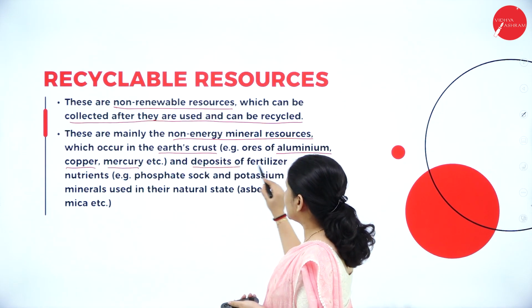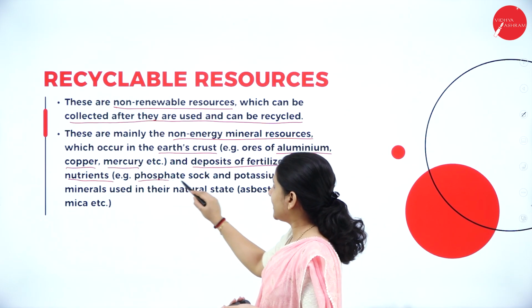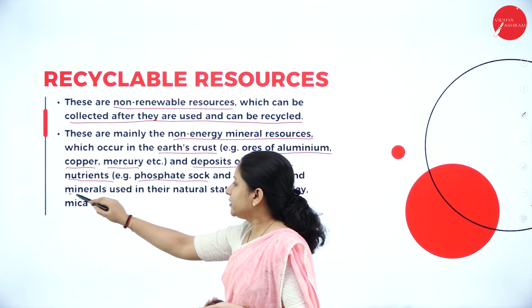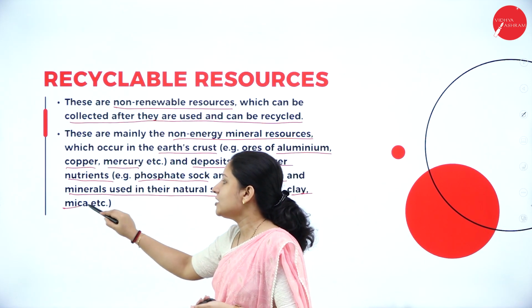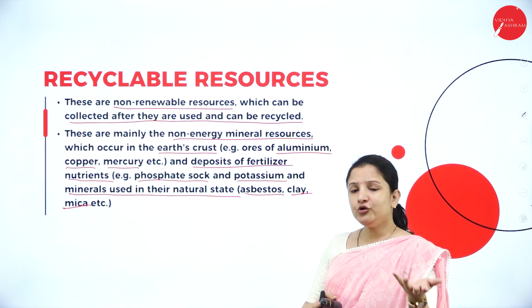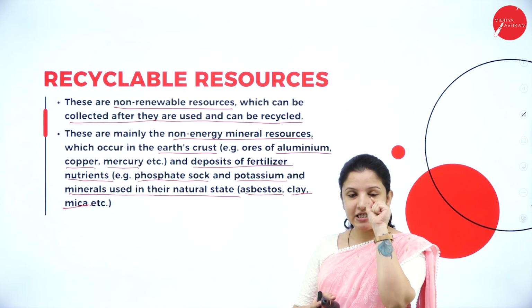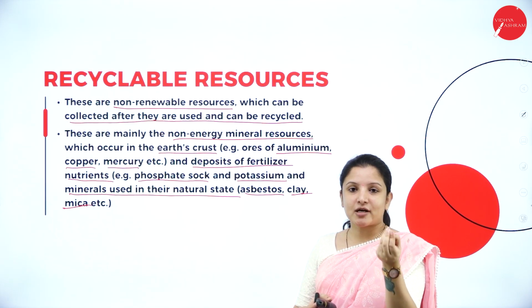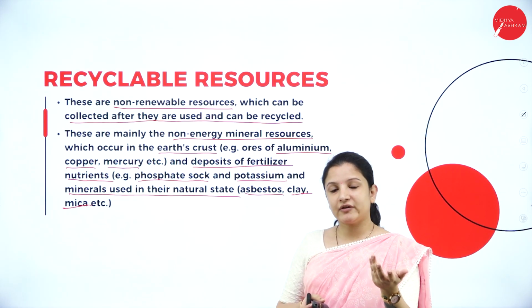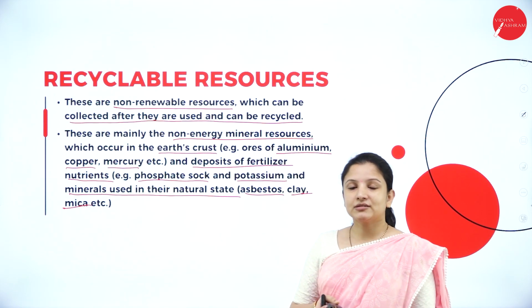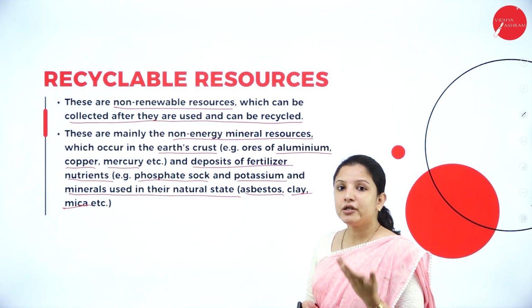And deposits of fertilizer nutrients, as I told you, phosphates and all that. These phosphates and potassium and some of the minerals that are used in the natural state like asbestos, clay, mica, etc. Mica is also obtained from the earth. You might have seen, when we were young, we used to collect small shiny plate-like structures from the soil, and we didn't know then it was mica. So mica is also available in large quantity, but once it gets diminished, we cannot replenish it back, but it can be recycled and used again.